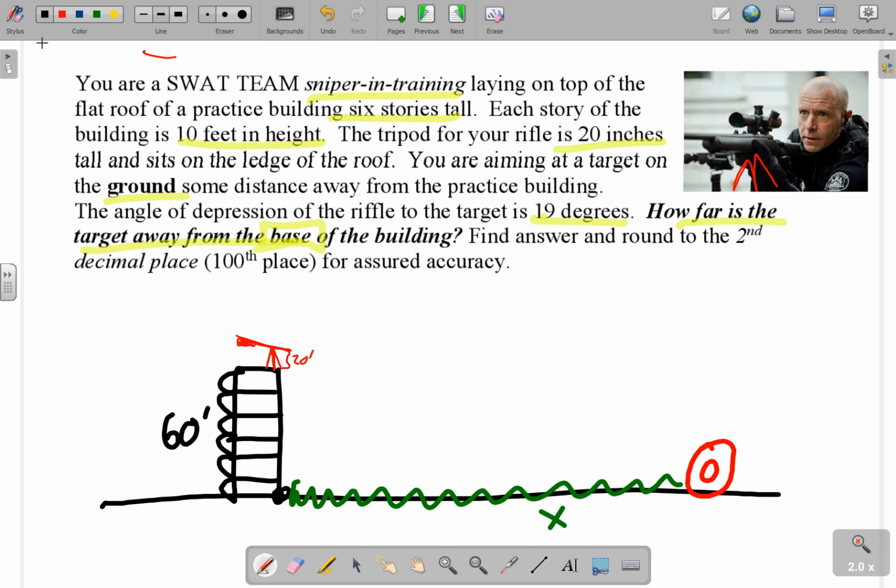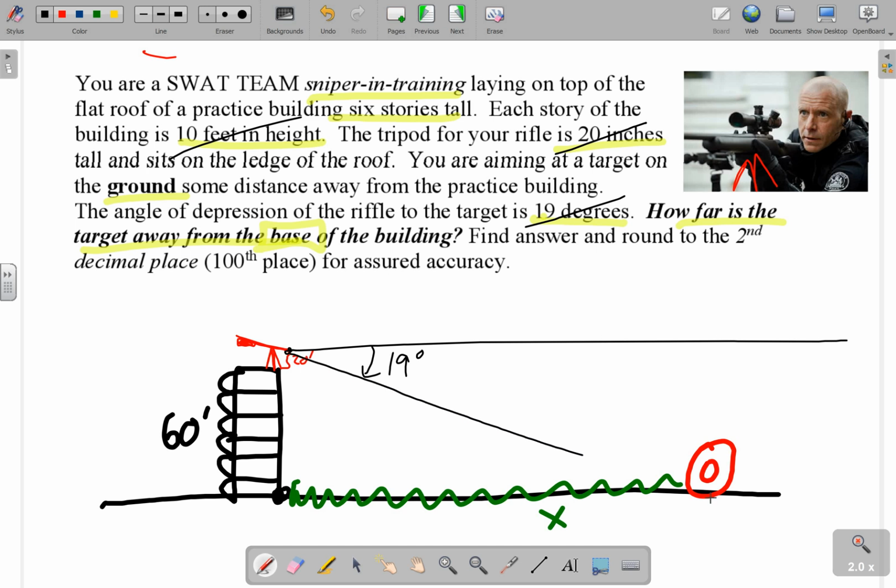Said the angle of depression from the gun, very important. You start at a horizontal going down, is 19 degrees. We took care of that. So there's your triangle. Your x, that is down here, which you're trying to find, can also go up here.